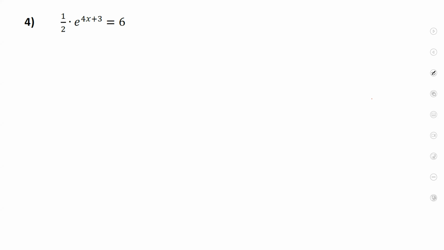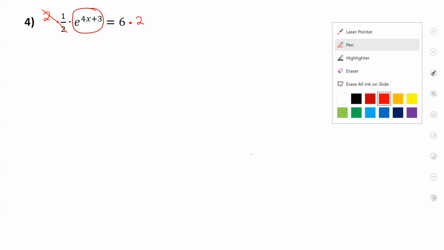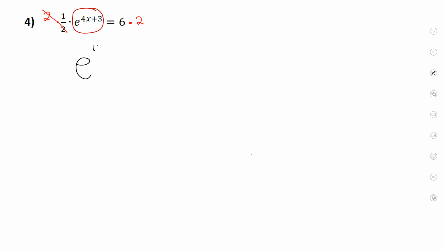All right, guys, what's the exponential part? Yes, e to the power of all of that. So we need to get rid of this 1/2. How do I get rid of 1/2? Good, multiply by 2. Good, and that cancels out. Now we're going to multiply this side by 2. We are left with e to the power of 4x plus 3 equals 6 times 2 is 12. Let me make some space. Okay, now my exponential is isolated. Let's move on to step 2.